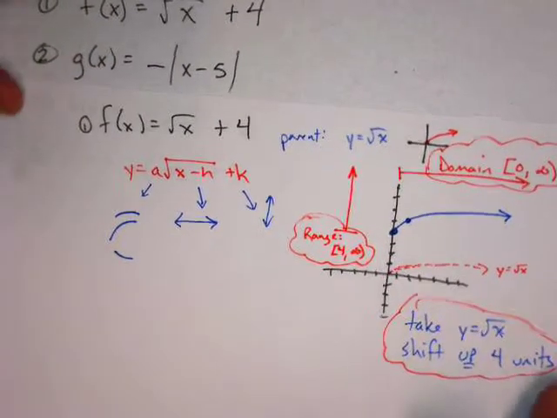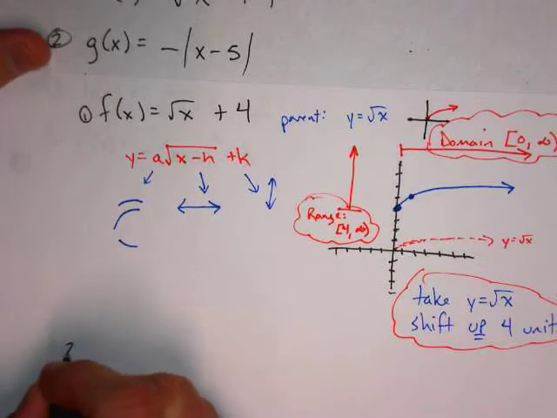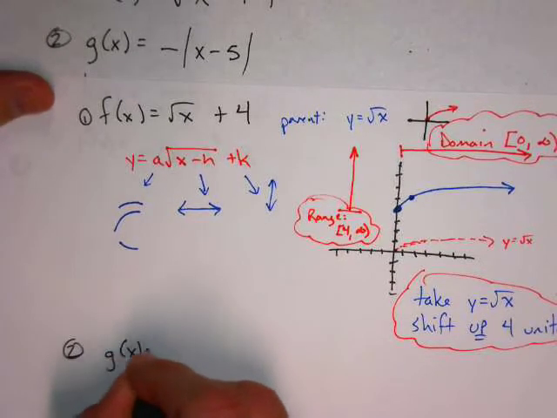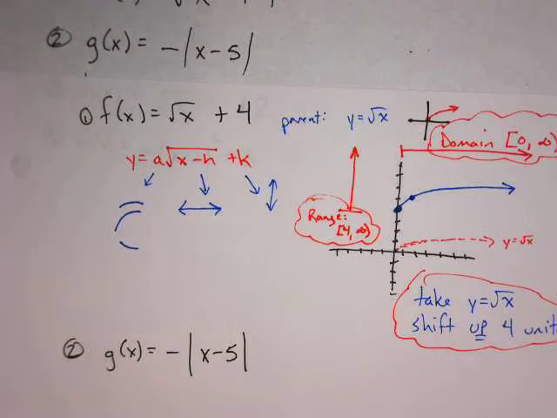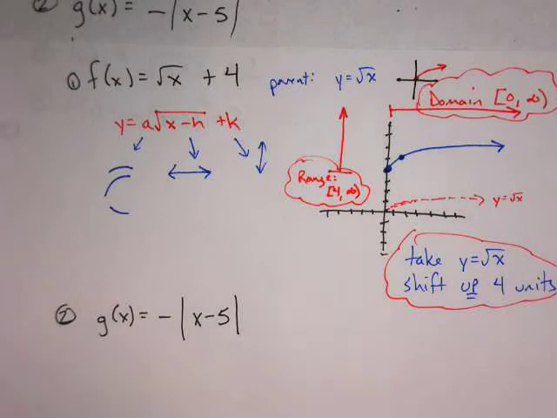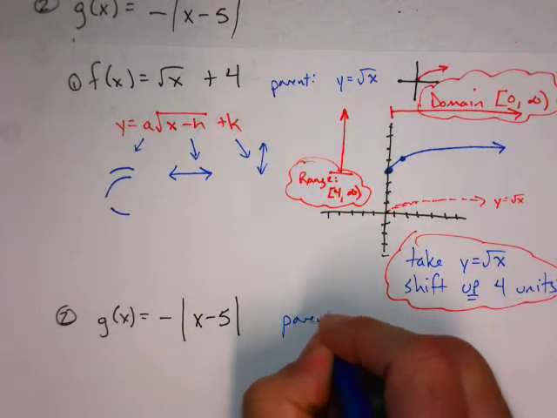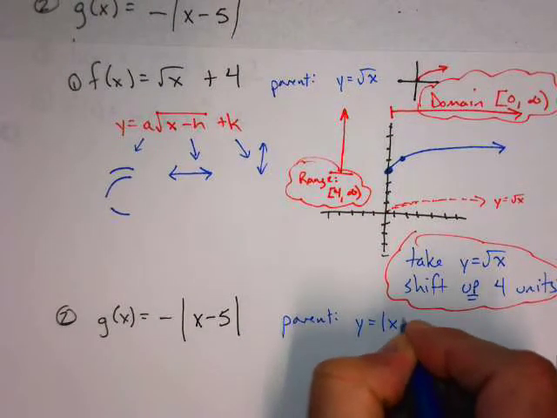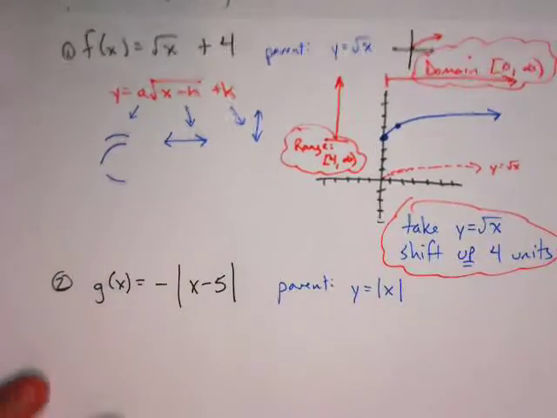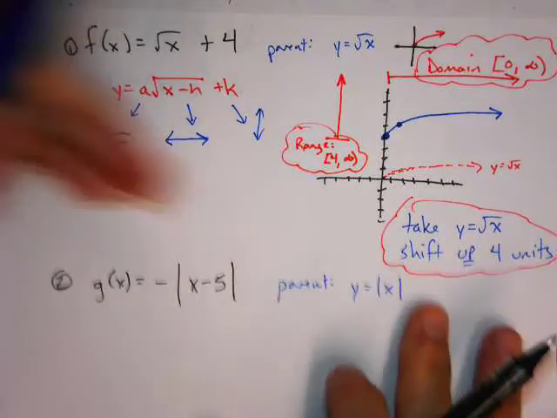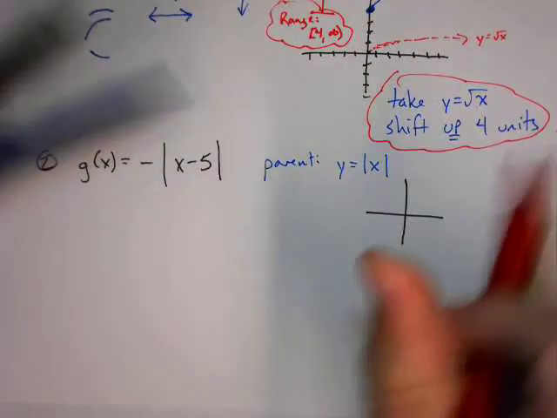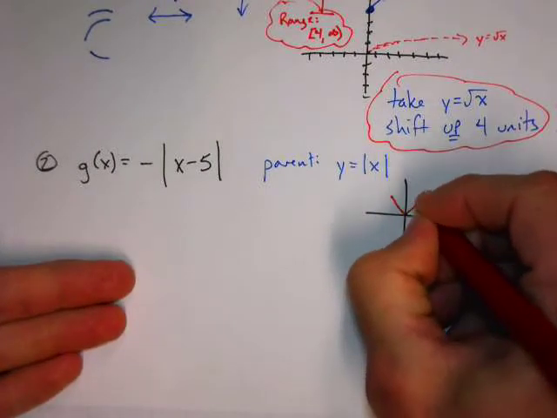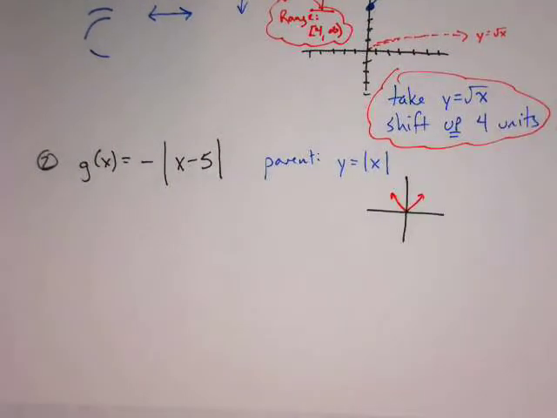So let's look at number 2. For number 2, we have g of x is equal to negative absolute value of x minus 5. And so what does this mean? This means we have to pay attention to our parent function. So remember, what is the parent function? The parent function is y equals the absolute value of x. Right? We know the parent function is a v. So we just take a rough sketch. What would that parent function look like? It looks like a v. And that we know from guaranteed pass notes.